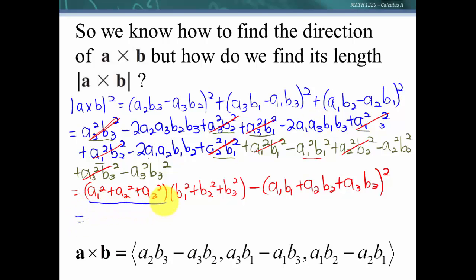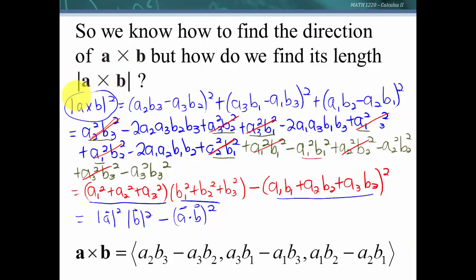Now, this is nothing more than the magnitude of vector A squared, and this one is the magnitude of vector B squared, and then minus, this is the dot product of A and B. So this is A dot B, but it is also squared. Now where did we start and where did we end up? Well, we started up here with the magnitude of A cross B squared, and we ended up down here with the magnitude of A squared, magnitude of B squared minus (A dot B) squared.